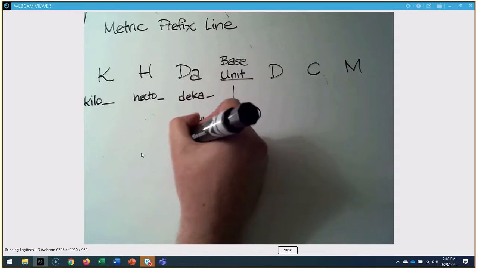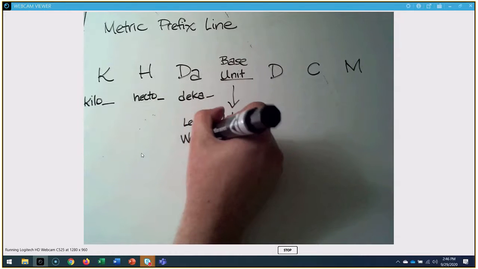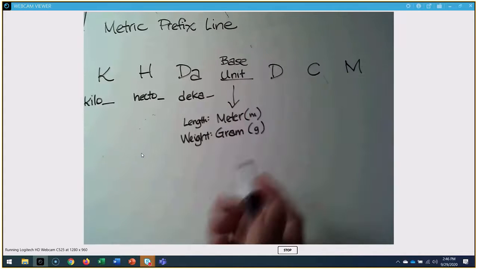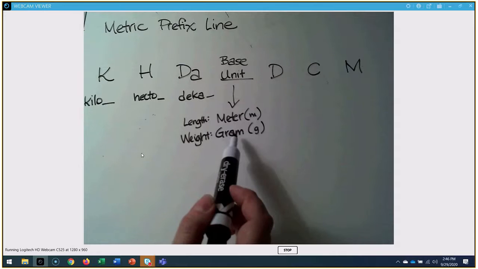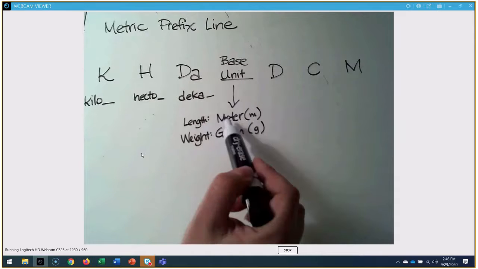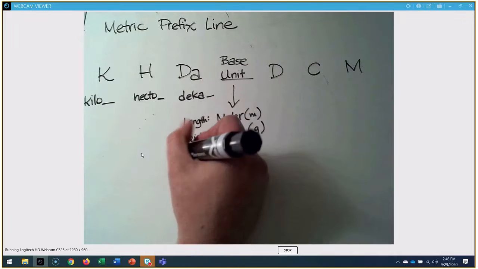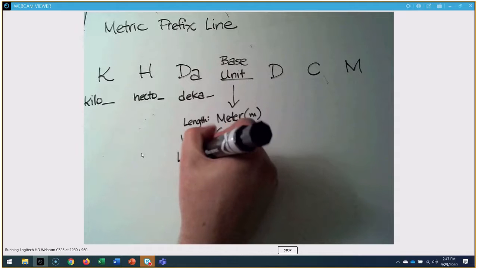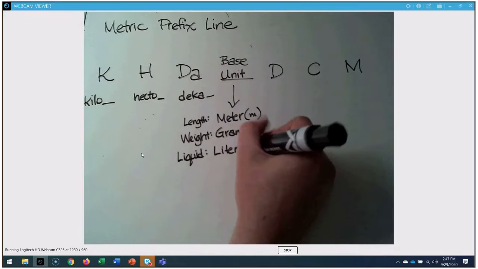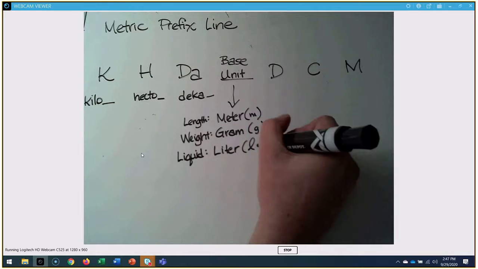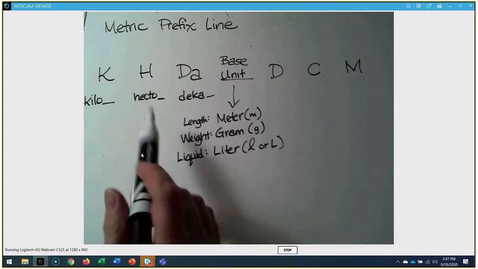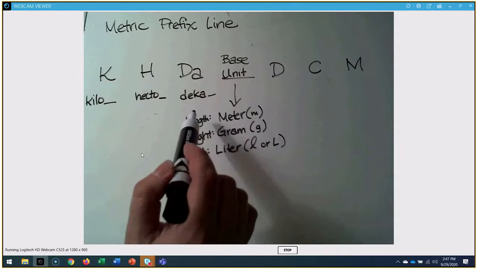If they're measuring weight or mass, they use the gram. So again, this is the root word, this is the base unit. So it would be kilogram, hectogram, decagram, gram, and so on. And then if they're measuring liquid or volume, they use the liter, which is either a cursive L or an uppercase L, so it doesn't look like a 1. And this would be kiloliter, hectoliter, decaliter, and so on.